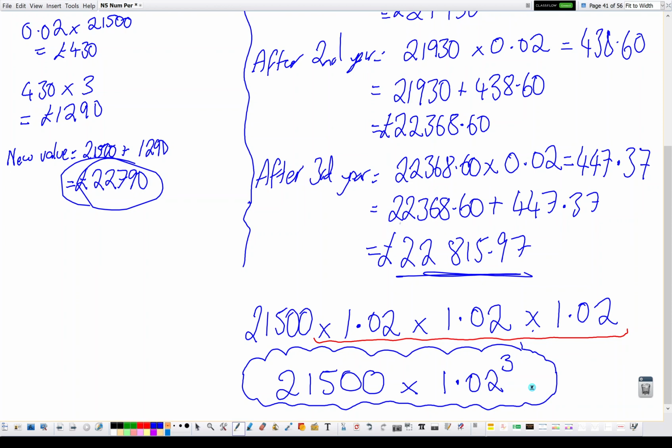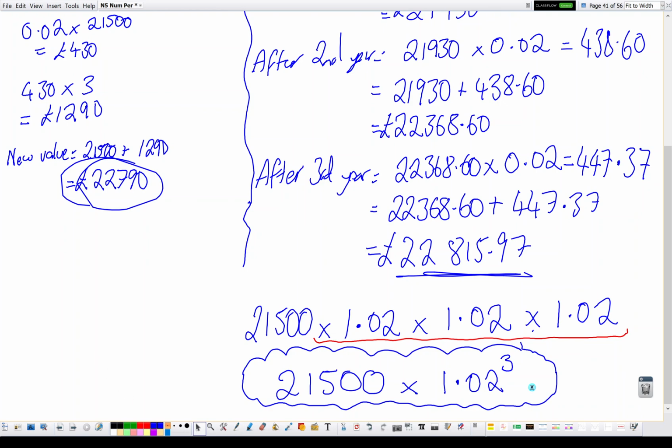So that is 21,500 multiplied by the multiplier, the percentage increase as a decimal, so increase by 2%, so 1.02, and we've done it 3 times, so it's just to the power of 3. So not times by 3, it's to the power of 3. If you put that into a calculator, you get the exact answer at the end, 22,815.97. So that is what we're going to do today: use this simple formula to calculate some of these repeated percentage changes.